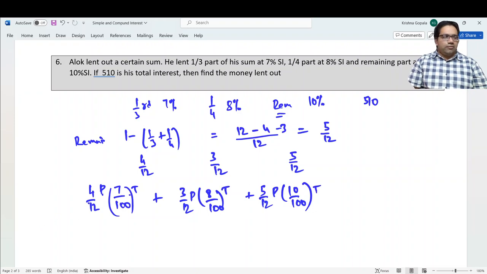No problem. 4 by 12th of P is the amount with this interest rate, into this time by 100. Similarly, this amount, this interest rate, this time, like this. Now, this is equal to 510. Now what we do, P T by 12, we'll take it out.